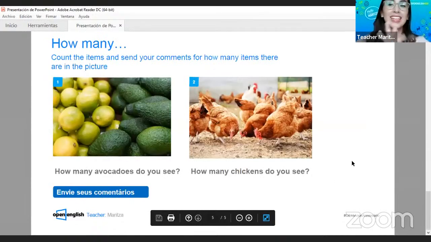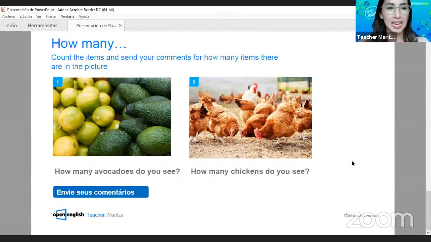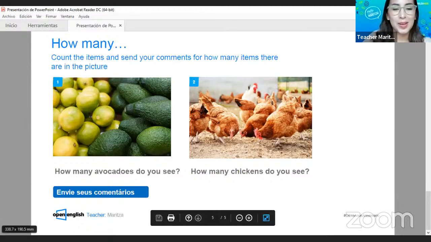All right, so let's wrap this up. How many? So count the items in the picture and send your comments and tell me how many items there are in each picture. So number one, how many avocados do you see? Send your comments. Are there 1, 2, 20, 40? Let me know here.